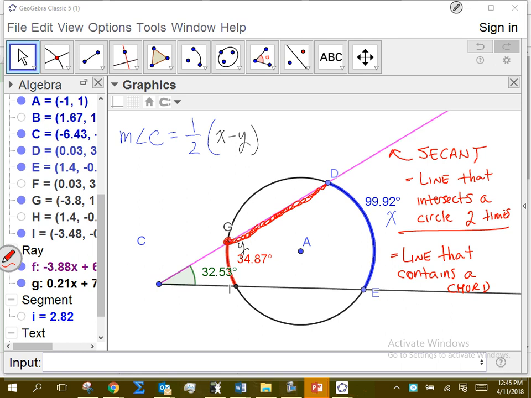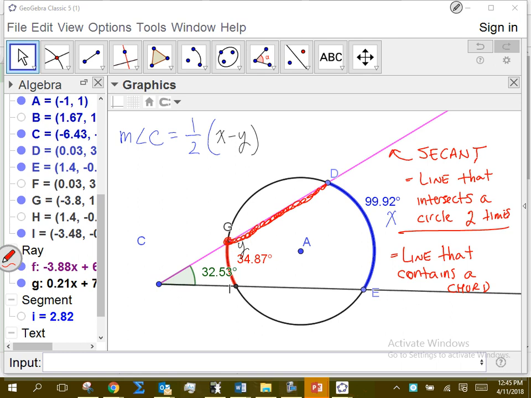Now, a lot of times when we say the word circle, we can replace that with the word curve, because parabolas have secants. The sine and cosine curves have secants. So secant is really an object, a line that we're going to use a lot in math as you go on to other courses. It's a line that intersects a curve or a circle two times.